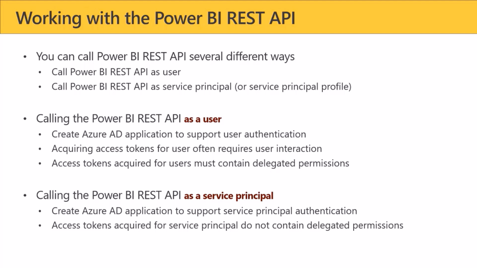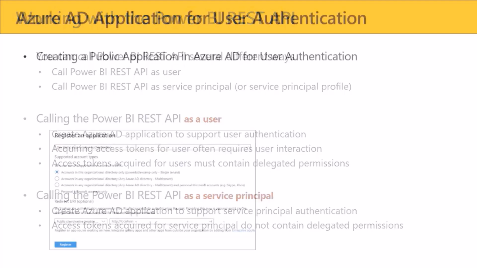One thing that I'll keep repeating over the next couple of slides is that user calls require delegated permissions, but service principals don't get delegated permissions. So the access tokens don't contain those. If you're fuzzy about that right now, Scott, I haven't explained it well. Give me a couple more slides to get into that.